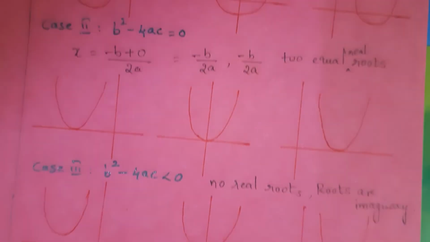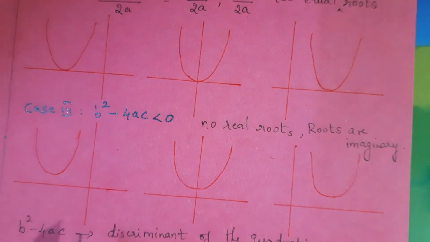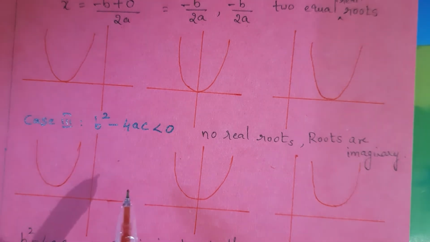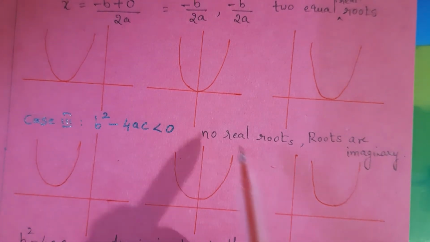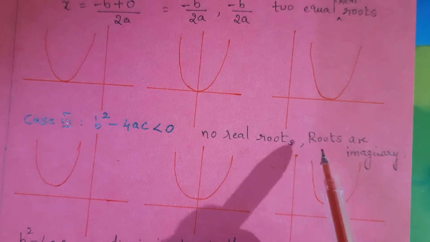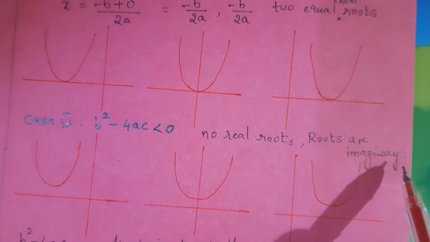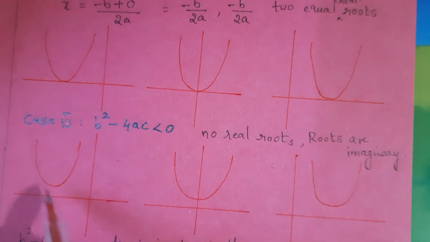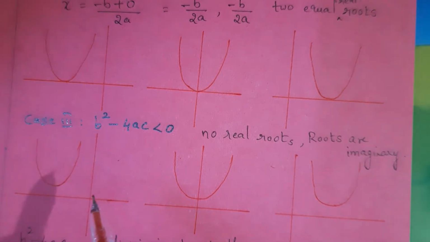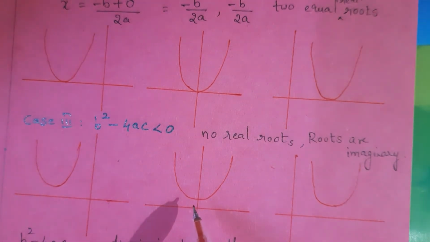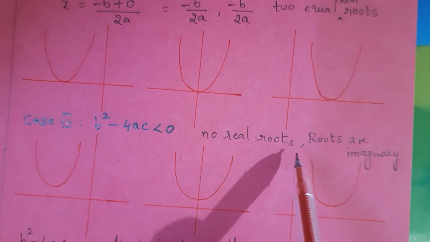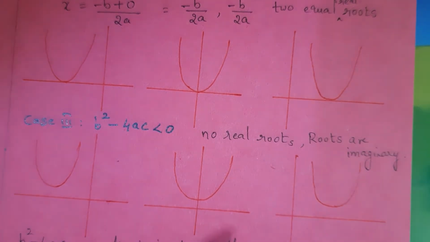Coming to the third case, b² - 4ac less than 0. Then there are no real roots and the roots are imaginary. If we draw the graph, we can observe that the curve neither intersects nor touches the x-axis at all. So there are no real roots and the roots are imaginary.